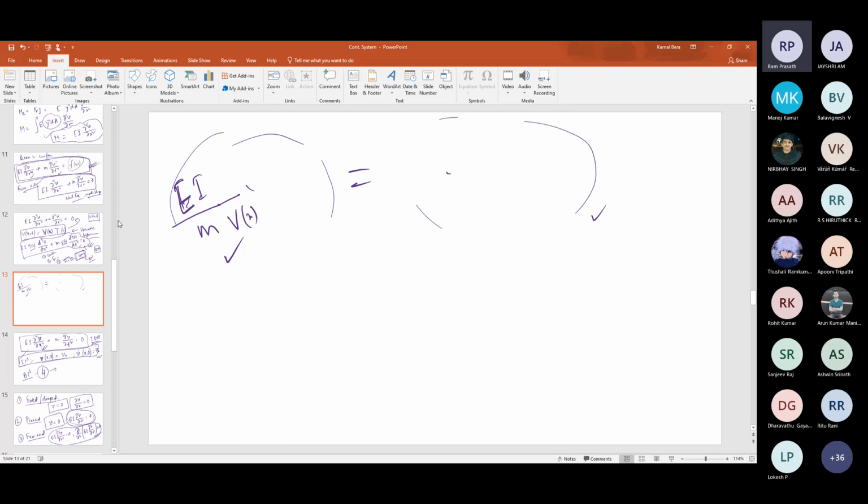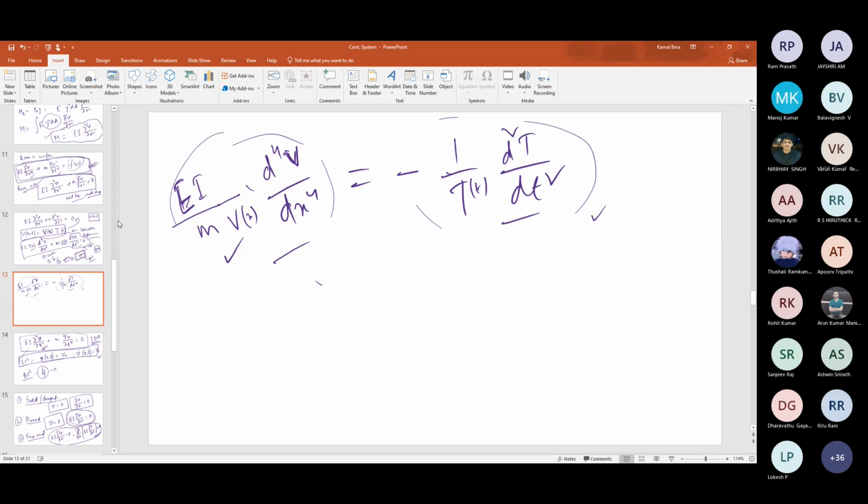D power 4 by dx power 4 equal to minus 1 by T d square T by dt square. Okay, space dependent, time dependent. So they will be equal, obviously, to some constant. Then we will solve this and this separately. So this equals some constant, this equals some constant.